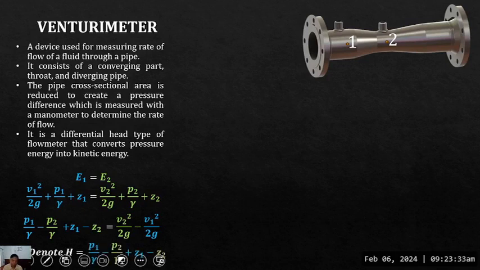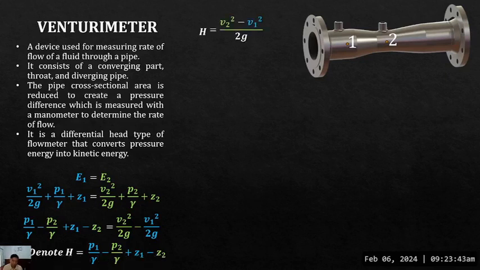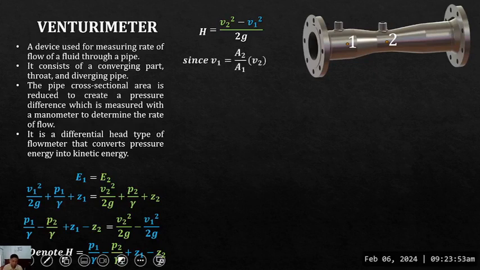Now, if we're going to denote yung nasa left side ng equation as H, the equation will reduce to H = (V2² - V1²)/2g. So yung sa pitot tube kanina, yung V1 yun yung naging 0, but this time hindi yan magiging 0. So papalitan natin siya ng (A2/A1) × V2. Galing yan sa continuity equation na A1V1 = A2V2. So cross multiply natin si 2g tsaka si H.